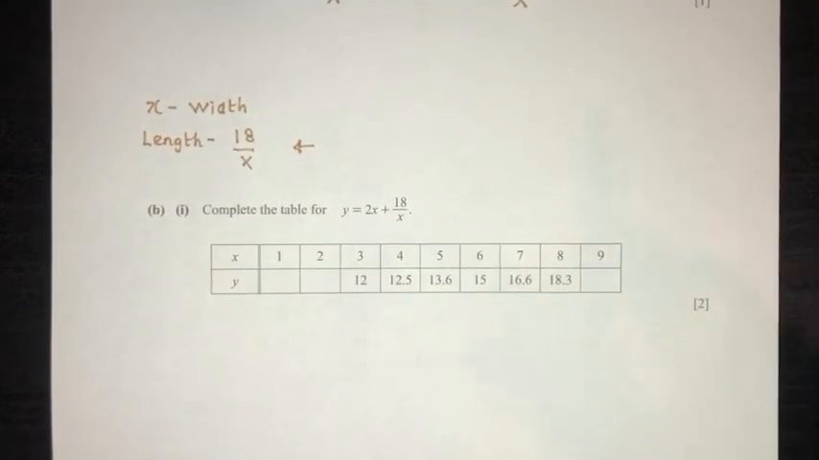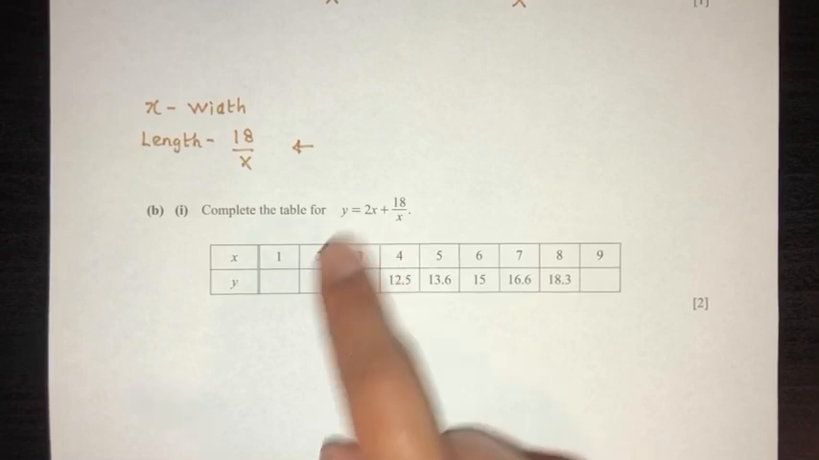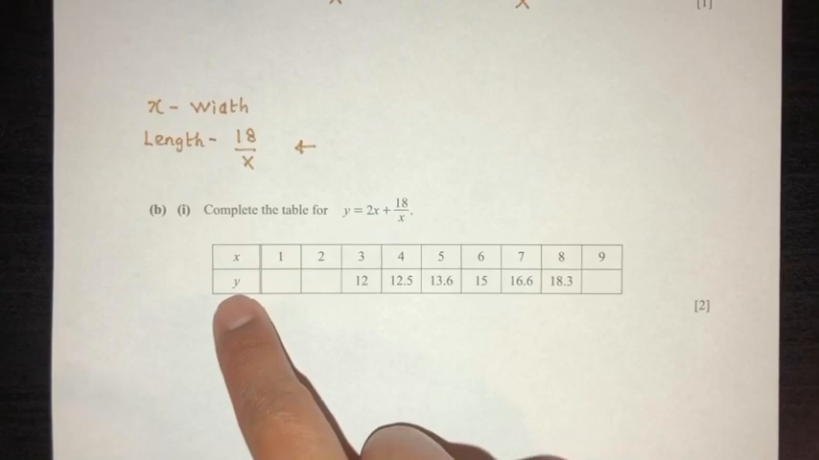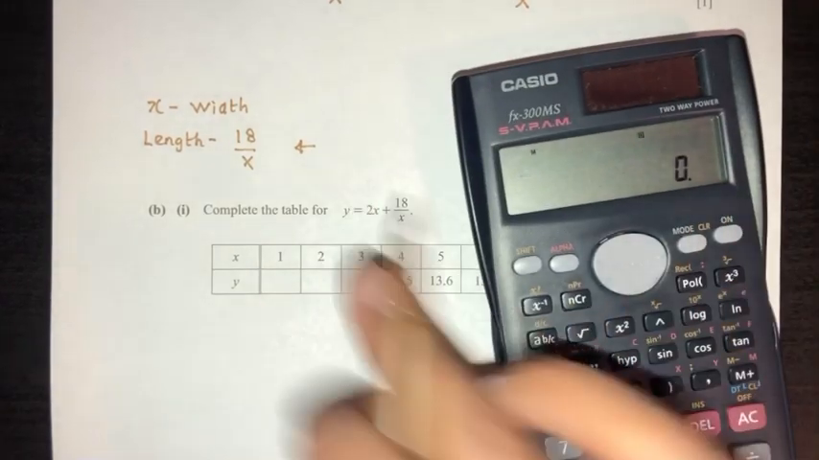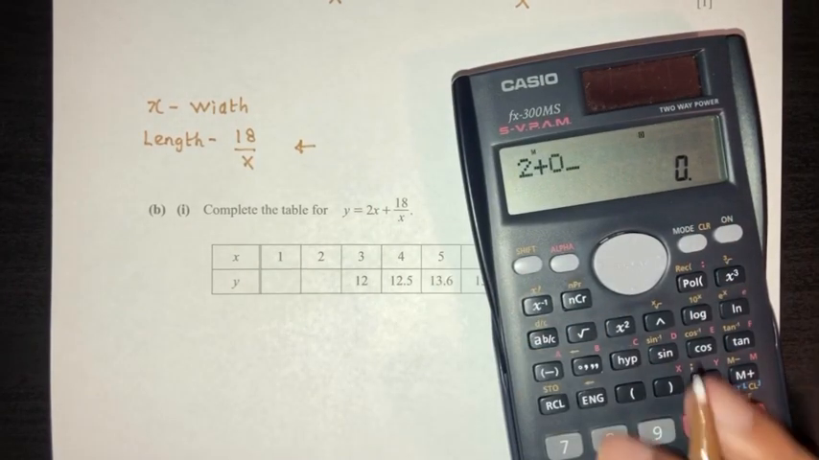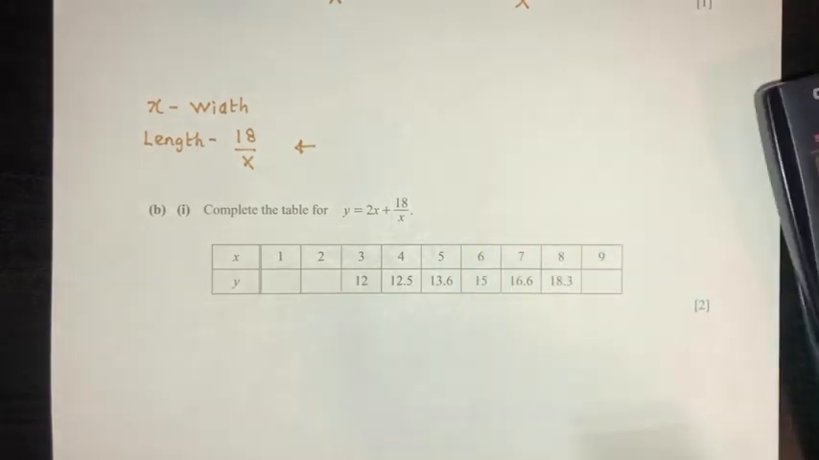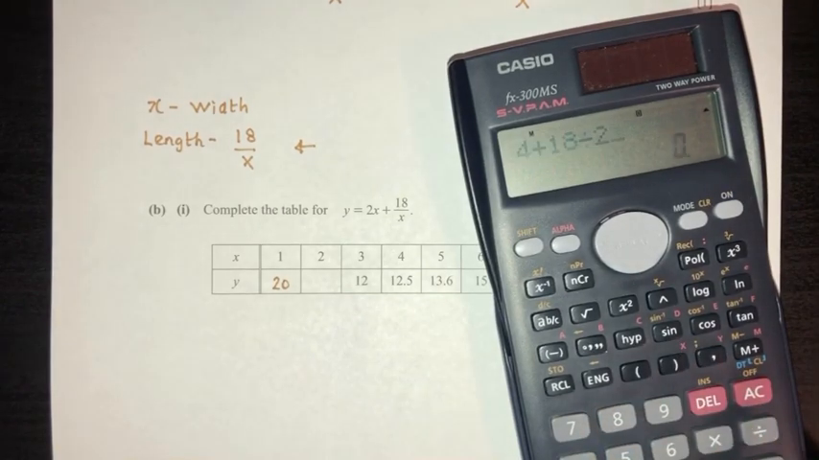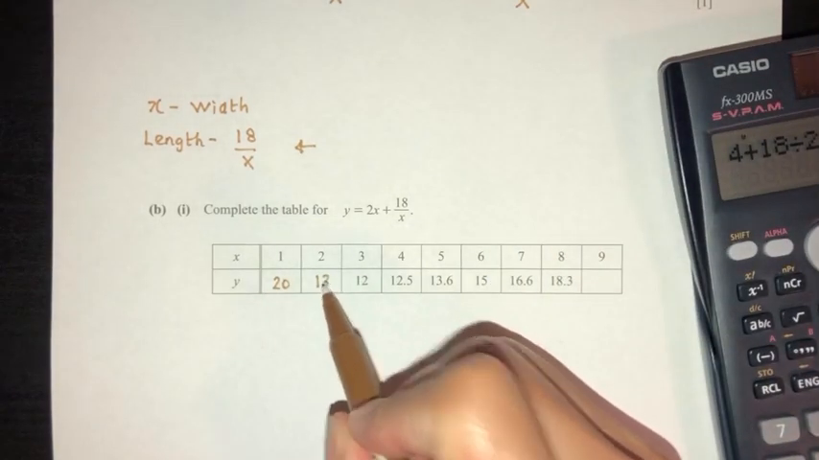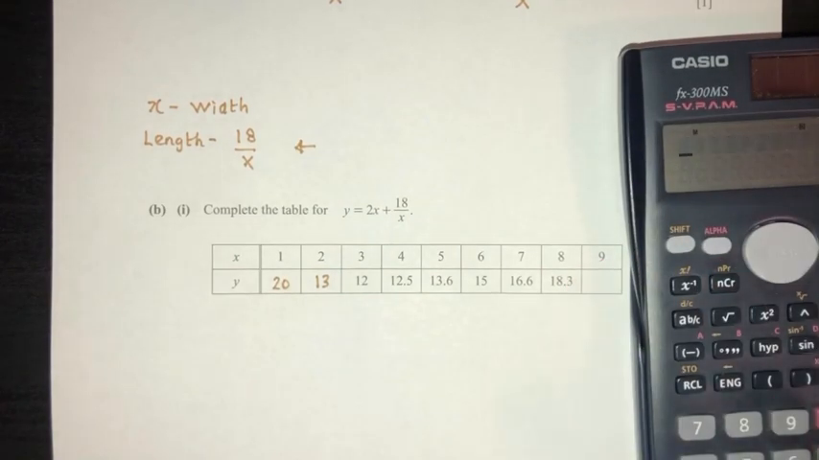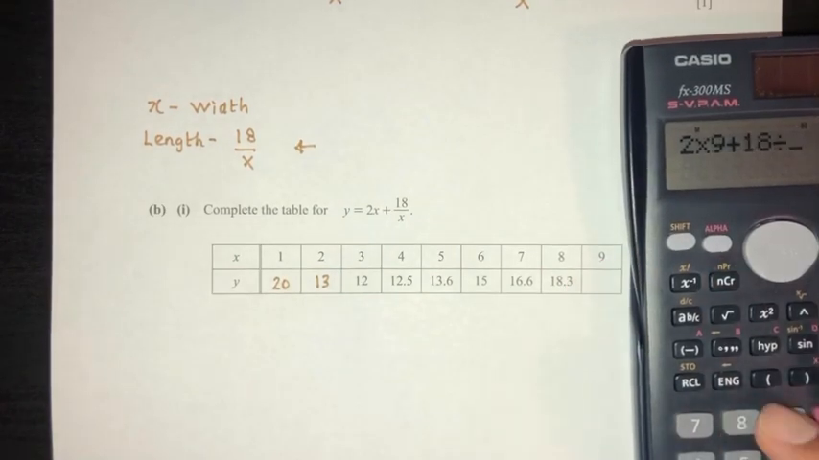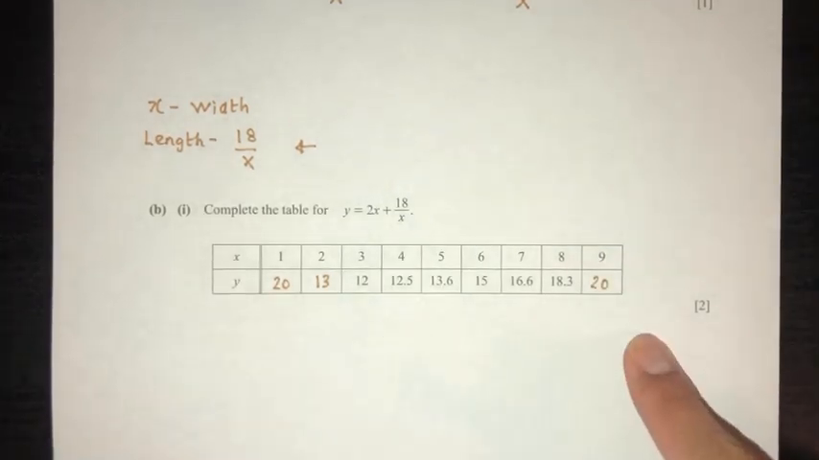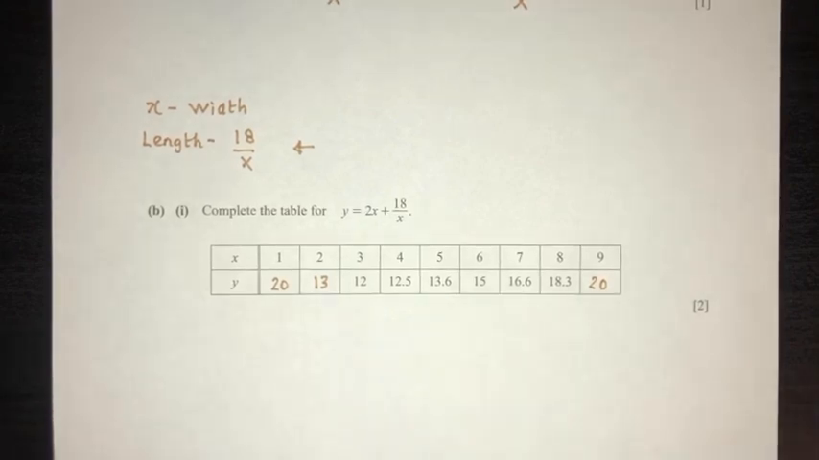Now for part B, we have to complete the table for y for these values of x. This one is pretty easy as well. For this value of x, find the value of y. We just have to replace back in the equation. So 2 times 1 is 2 plus 18, that will be 20. Now 2 times 2 is 4 plus 18 divided by 2, that should be 13. And for the value of 9, 2 times 9 plus 18 divided by 9, that should be 20. This is pretty straightforward, so you guys can do this pretty easily, right?